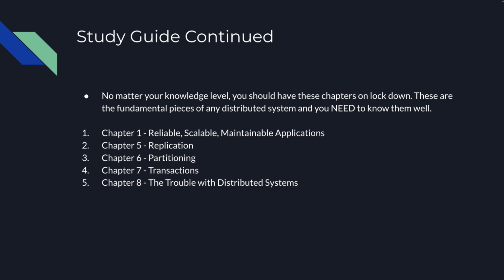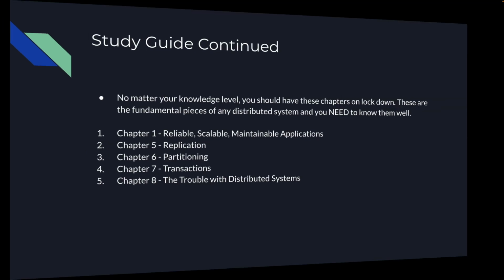And then chapter 8, we'll go through the trouble of distributed systems. This is going to be talking about some of the trade-offs you're going to experience, all the problems that can go wrong with distributed systems. And this is definitely something to be aware of, because obviously you're going to want to make your system as resilient to issues as possible. So don't skip over this chapter, because it's going to outline a lot of the problems that can arise with distributed systems, and you're going to need to know how to solve them to alleviate bottlenecks, single points of failure, that sort of thing. So definitely do not skip this chapter.